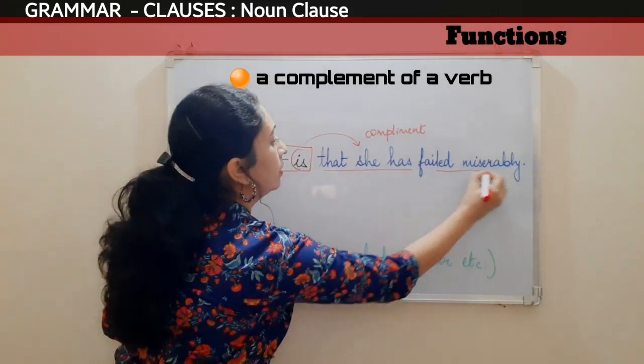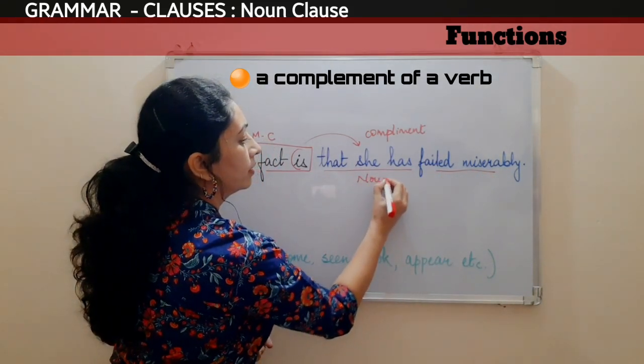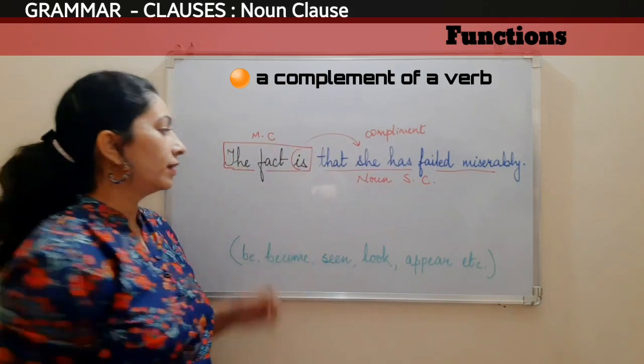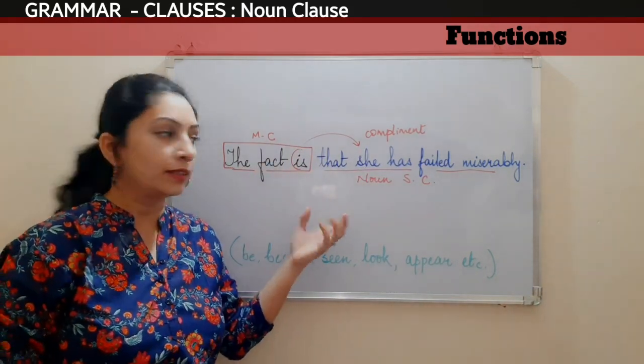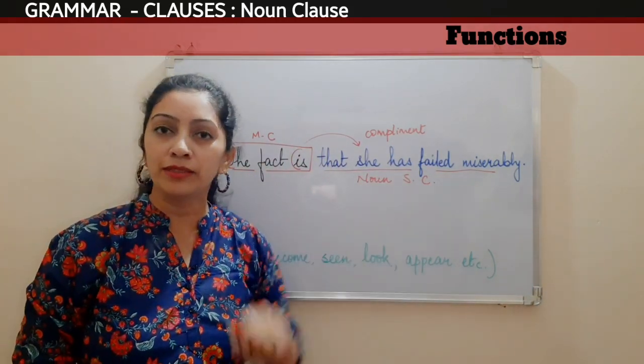So this becomes your noun subordinate clause. The fact is what? That she has failed miserably.